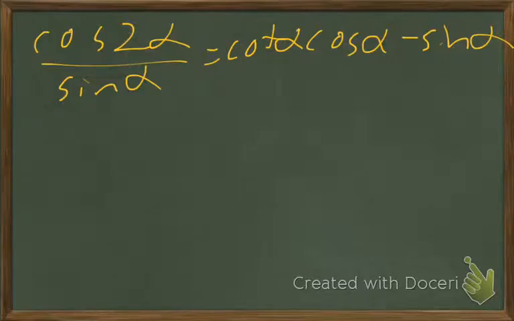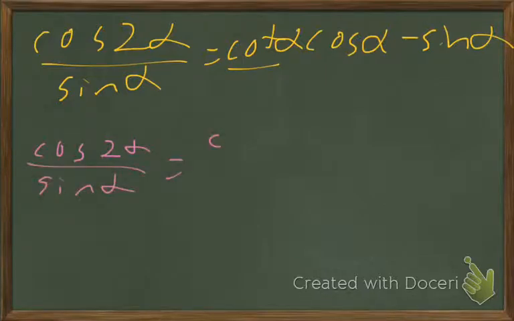So anyway, we need to prove this guy. Now, cotangent here, that is once again cosine over sine. So we have this cosine of 2 alpha over sine alpha equals cosine alpha over sine alpha times cosine alpha minus sine alpha.